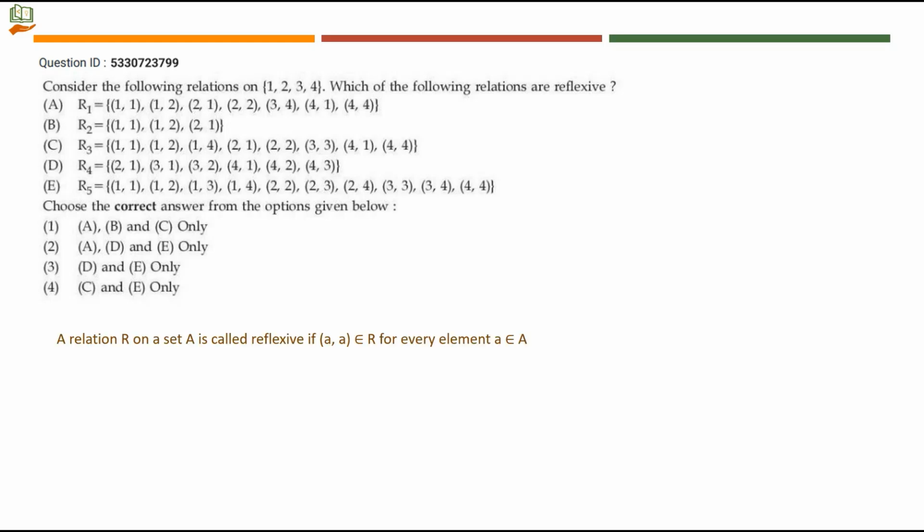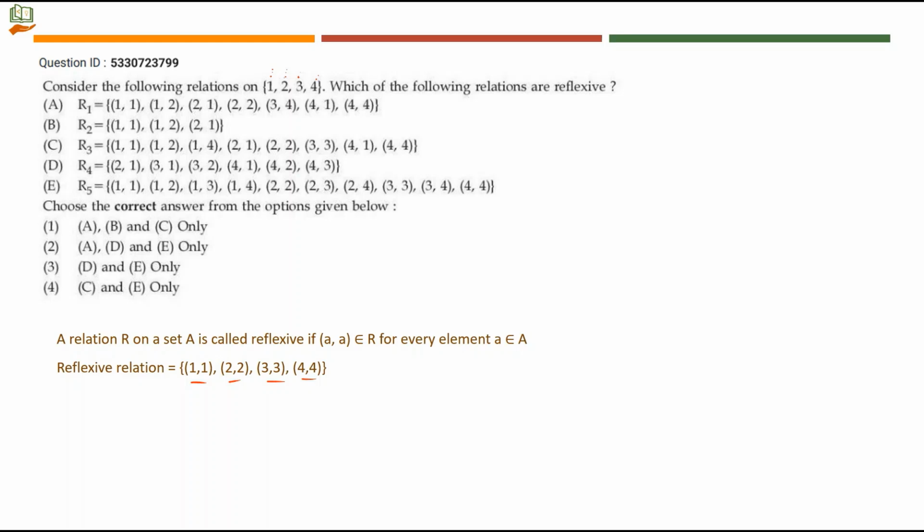A relation R on a set A is called reflexive if (a, a) belongs to R for every element a that belongs to A. So applying this to the set given in the question, this can be taken as (1, 1), this can be taken as (2, 2), this can be taken as (3, 3) and this can be taken as (4, 4). So you have to find all these 4 in the given options. If you have them, we can conclude the relation is reflexive.